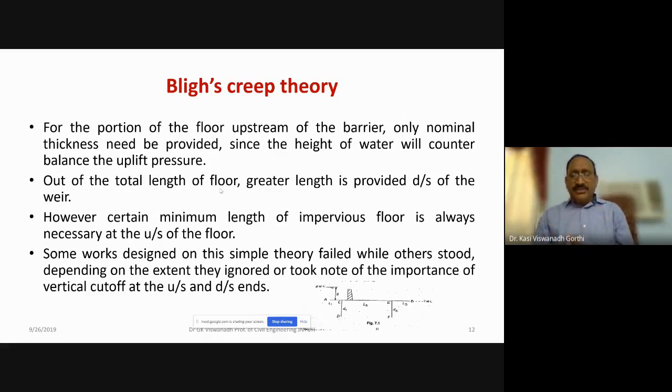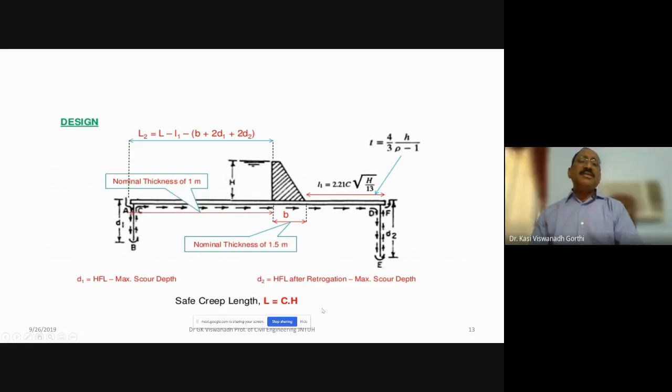This is the issue. By applying Bligh's creep theory, when the weirs have been designed, some of the weirs failed, depending on the extent to which they ignored or took note of the importance of the vertical cutoff at the upstream and downstream ends. So if the upstream and downstream end vertical cutoff is appropriately taken care of, then the weirs designed based on this theory stood. Otherwise, they failed.